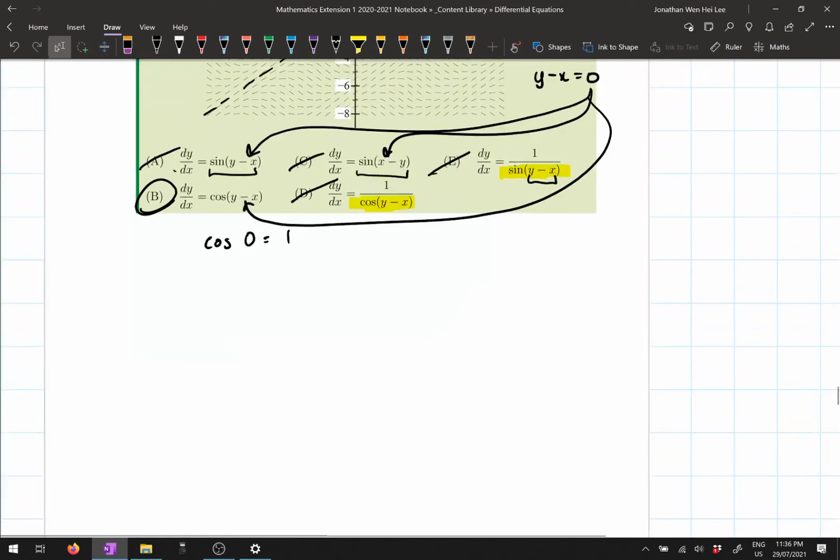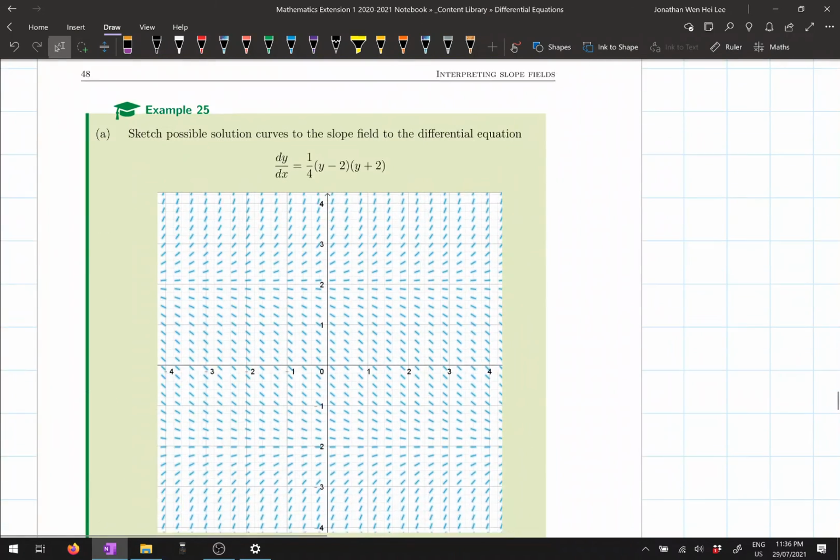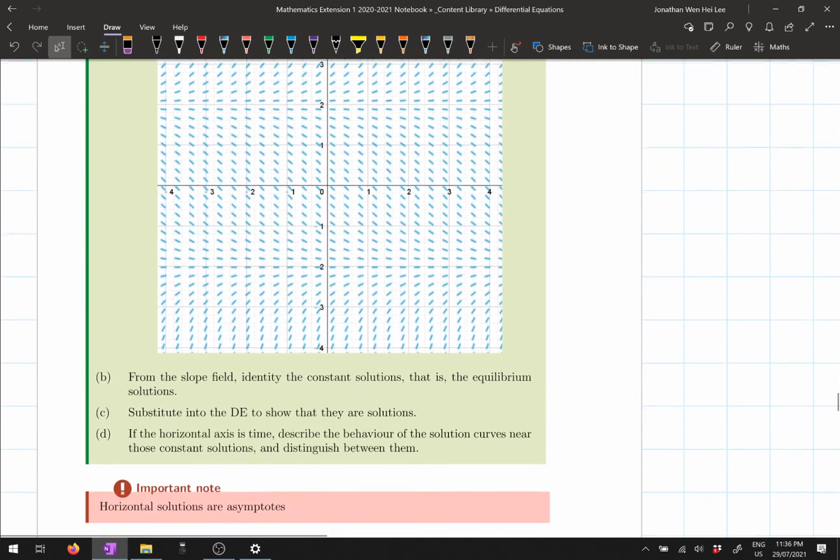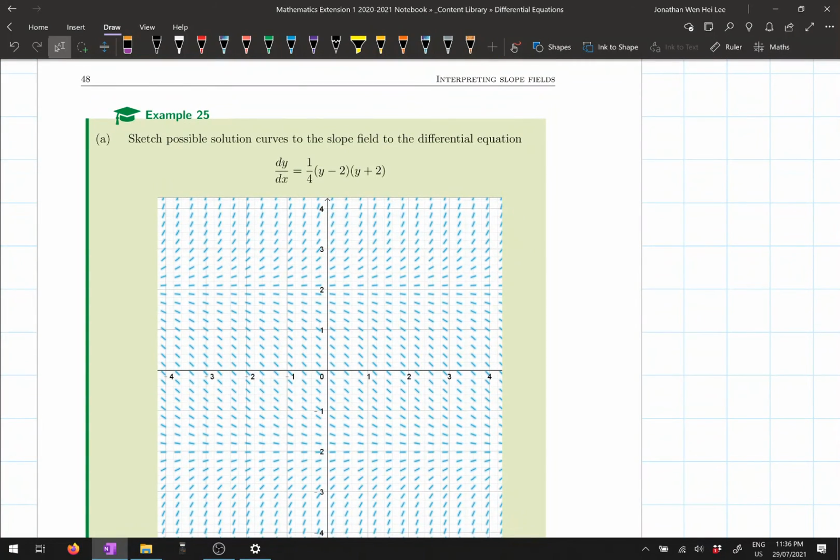Okay. Let's have a look at this last example. Sketch possible solution curves to the slope field of the differential equation below. So here they've given us a slope field, and for the first part we just want to draw solutions to the slope field. You can pick a point and just start and then just follow the slope field. For example, if I started up here, I would know that it starts to go up and up and up. So that's an example of one solution.